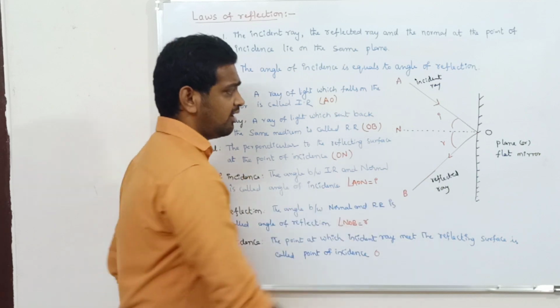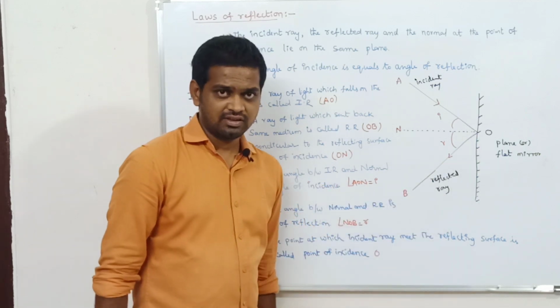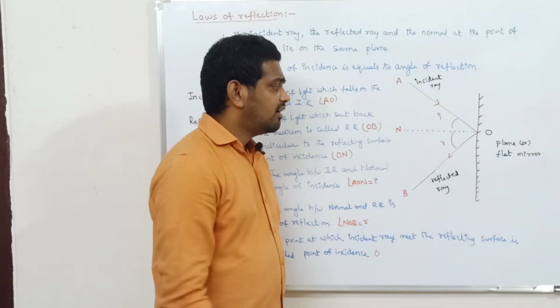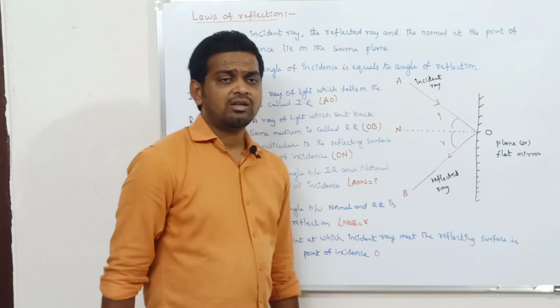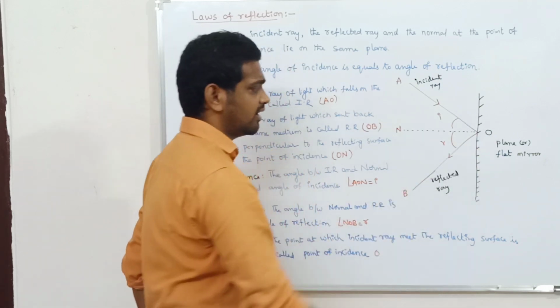Coming to the reflected ray, the ray which is sent back after striking the reflecting surface is called the reflecting ray or reflected ray. Is it clear, children? In the diagram, OB is called the reflected ray.